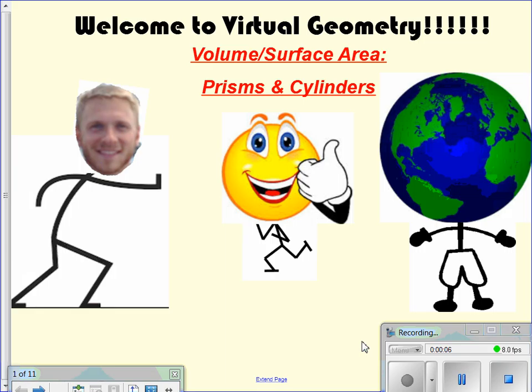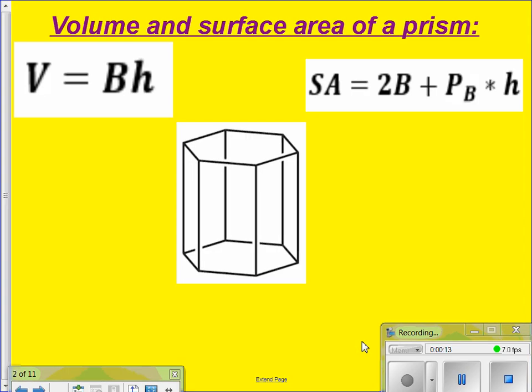We're going into the third dimension now. So we're going into 3D shapes, talking volume and surface area of prisms and cylinders. To get started here, we're going to look at a prism, okay?